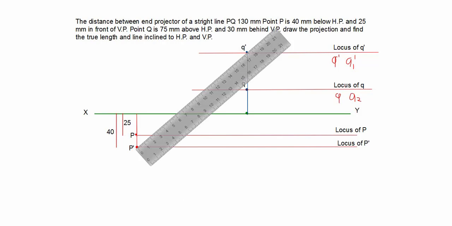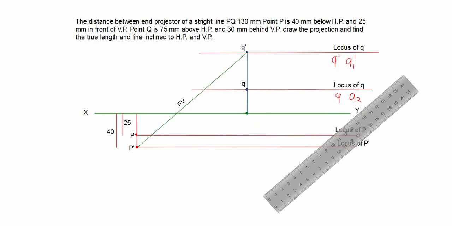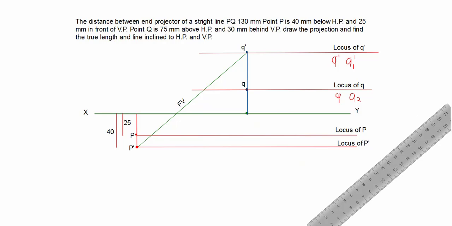Now first we join our P dash and Q dash, and it is called the actual front view. So simply I am writing this front view, and this actual front view is inclined to XY line. This angle we call alpha, the front view inclined to XY line.